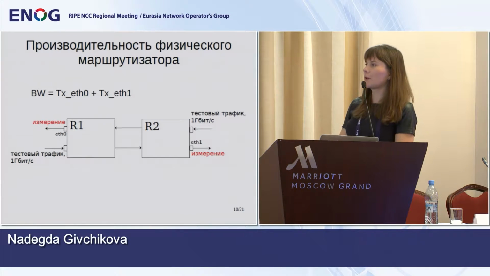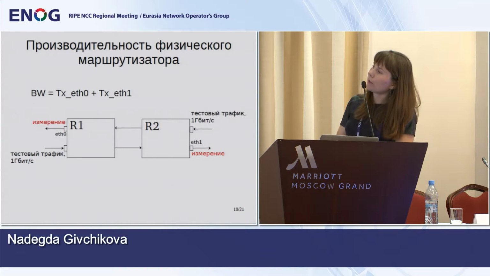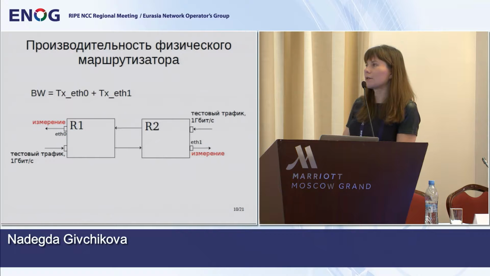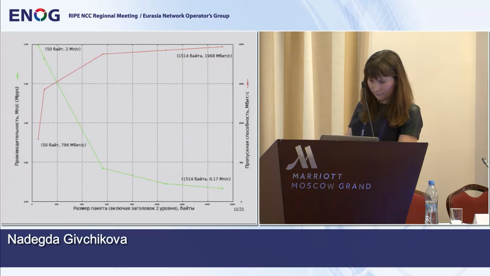So how did we test all that? We had 2 routers, but they are connected serially, and we can assess and evaluate the overall throughput by taking just one of them. We generate test traffic and measure performance at the interfaces.